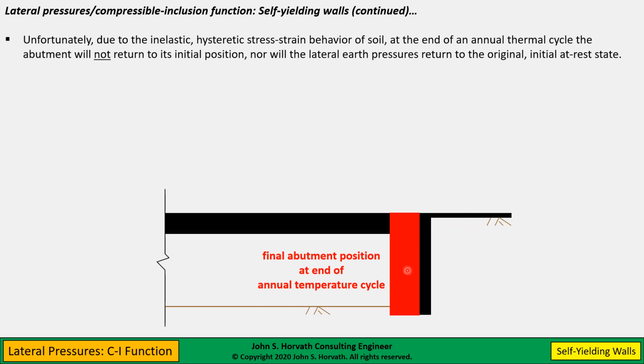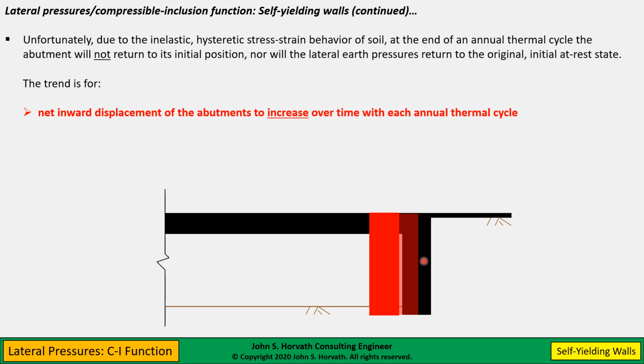And because soil is inelastic, come the end of the cycle, it's not going to magically push that soil back into place. That also means that the lateral earth pressures are not going to return to the original initial at-rest state. So the long-term trend is for this net inward marching or displacement of the abutment to increase over time with each annual thermal cycle. So with each one of these thermal cycles, summer to winter to summer to winter, you will find at the end of the cycle, the abutment keeps marching inward away from the retained soil.